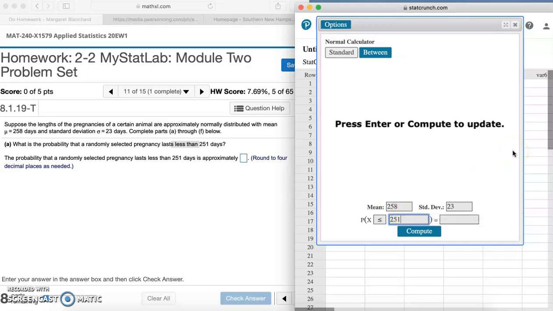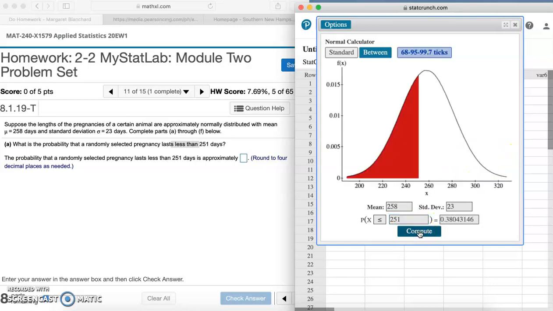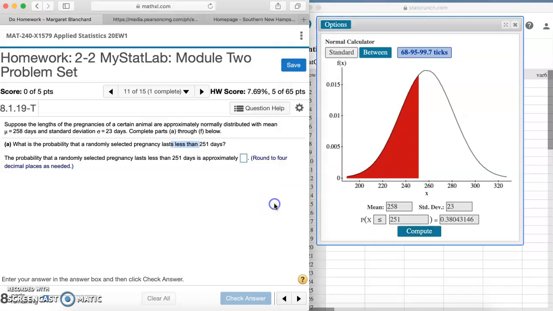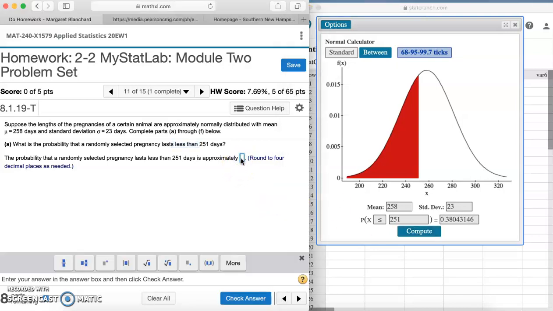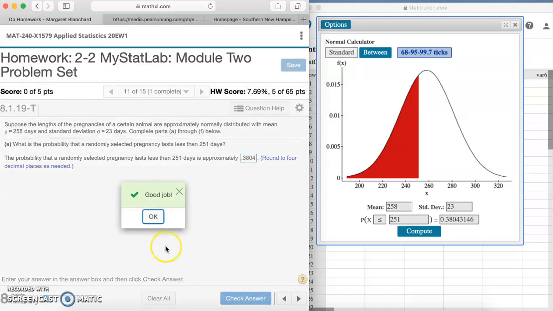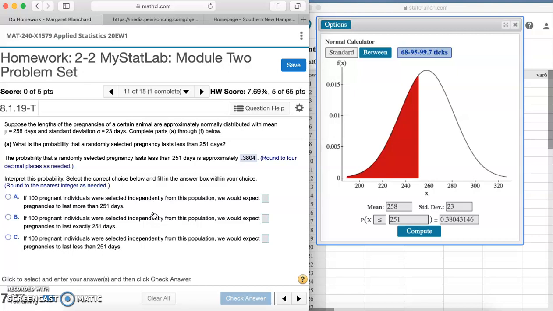So that's the first tip to kind of do a reality check on our answer. Let's click compute. It is less than 0.5, so it's kind of in the range we were expecting. So let's go ahead and round it to 4 places and check our answer. 0.3804. Check answer. Good job. All right, interpret this probability. Select the correct choice below and fill in the answer box with your choice.